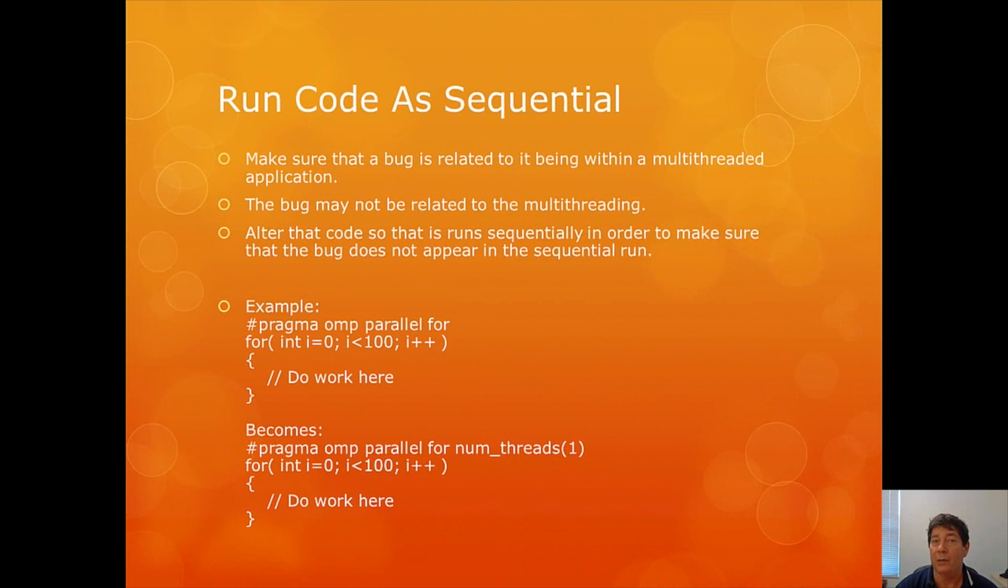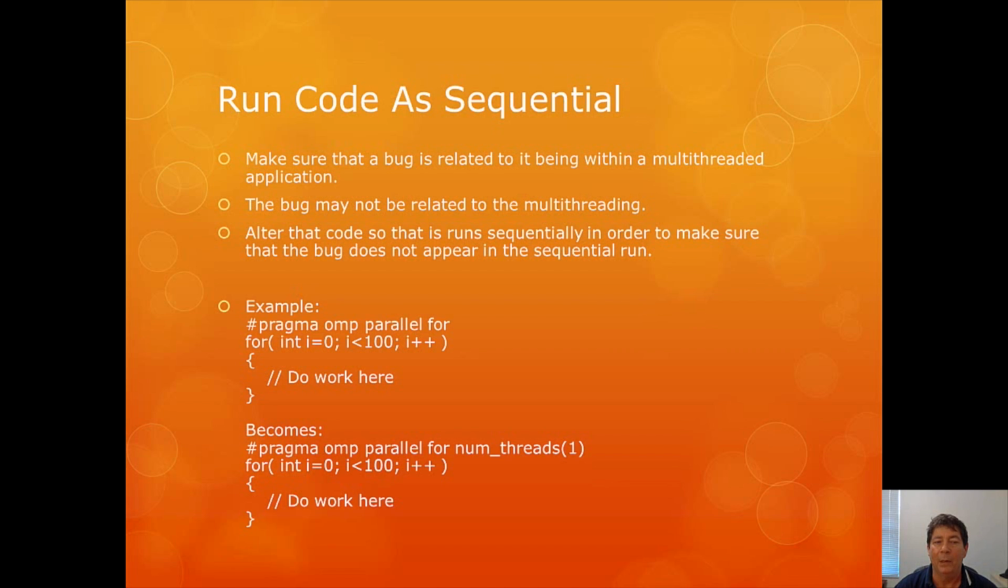One of my strongest suggestions is to run your code as sequential code. It's possible that any bugs you are seeing or experiencing don't have anything to do with the multi-threading. It's possible that in a sequential environment, they would occur and be easier to debug. So if you run your code in a sequential environment and the bug still surfaces, then you can stop looking for multi-threaded code that is going awry.